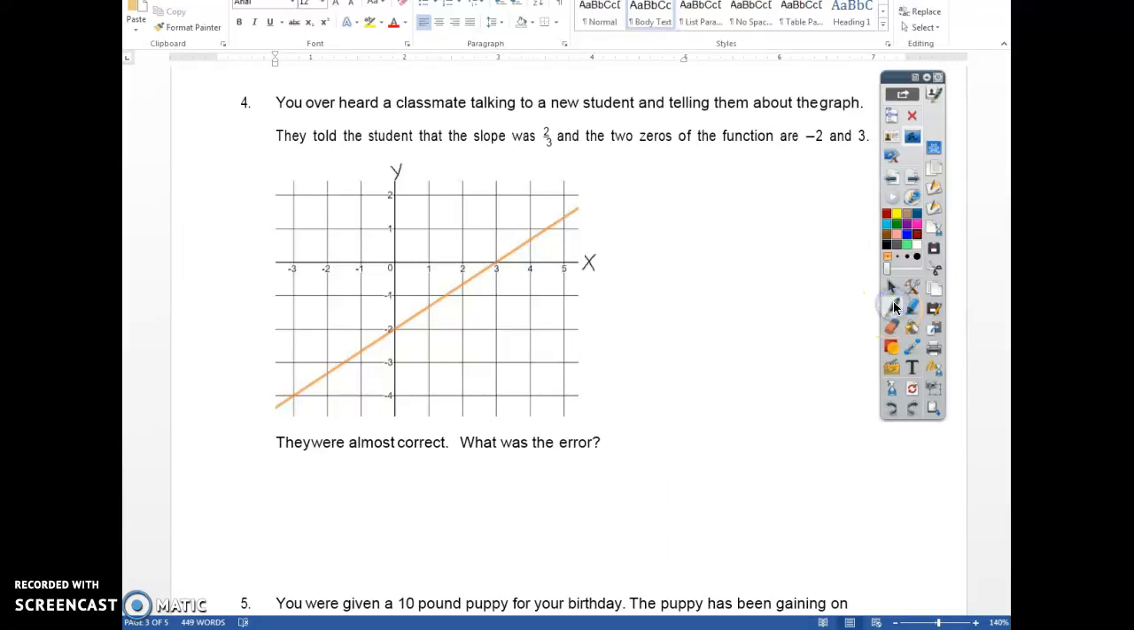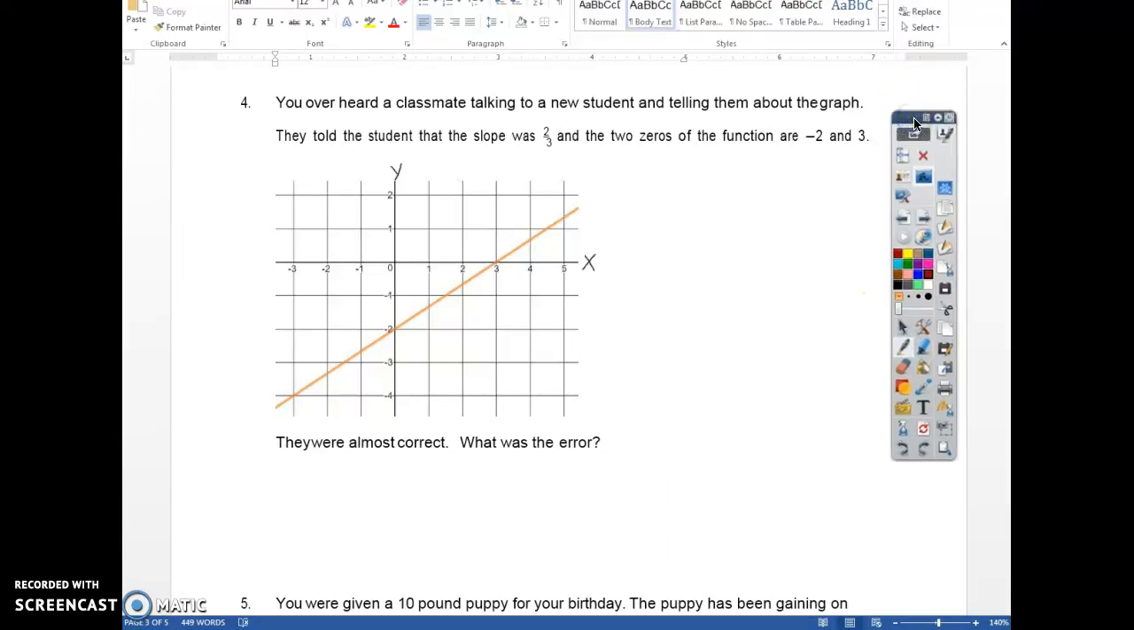Okay, so problem number 4, this is part 2 of the recording. It says, you overheard a classmate talking to a new student and telling them about this graph. They told the student that the slope is 2/3. That's the rise over run. Rise over run, 2/3. So up 2 to the right 3.